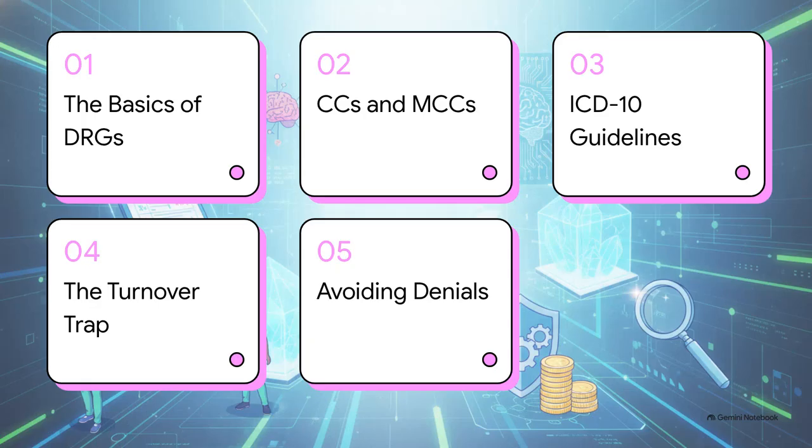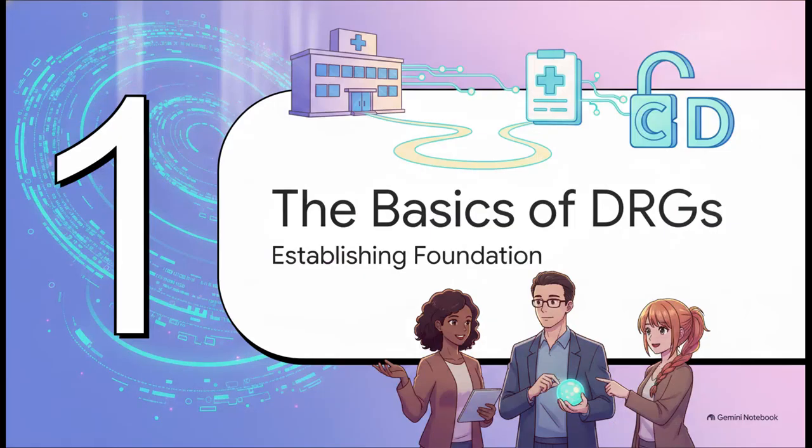Here's our roadmap for today's Explainer. We've got a 5-part journey lined up for us. We'll start with the basics of DRGs, then we'll move on to understanding CCs and MCCs. From there, we'll dive into the official ICD-10 coding guidelines before tackling a really big one, the documentation turnover trap. And finally, we'll wrap it all up with avoiding vulnerabilities and denials. All right, Part 1, the basics of DRGs, establishing the foundation.